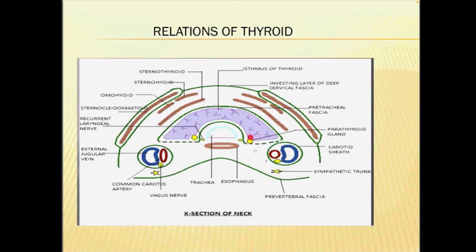This is the other reason why the pretracheal fascia is considered a false capsule: it not only covers the thyroid gland, it also envelops the parathyroid gland, while the true capsule, which is a condensation of the stroma of the gland, covers only the thyroid gland.